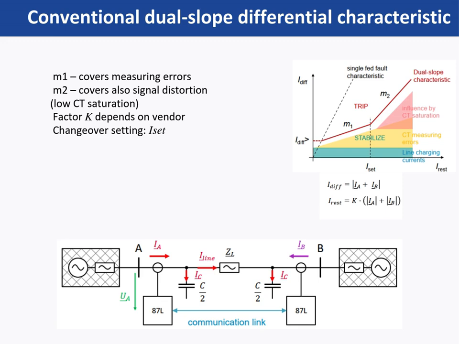To ensure both sensitivity and stability, line differential protection typically uses a dual slope characteristic. The first slope, often called M1, covers normal measuring errors. The second slope, M2, accounts for more severe conditions, such as signal distortion or mild CT saturation. A changeover setting defines when the characteristic transitions from the first slope to the second. The exact values and scaling factors depend on the relay manufacturer, but the principle remains the same: remain stable for external faults and operate reliably for internal faults.